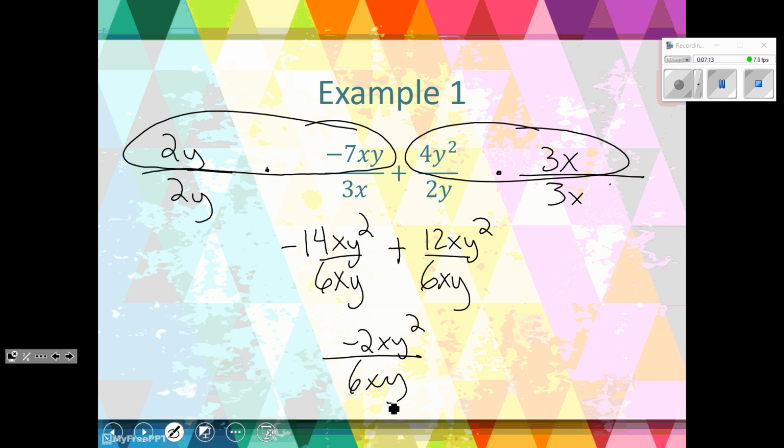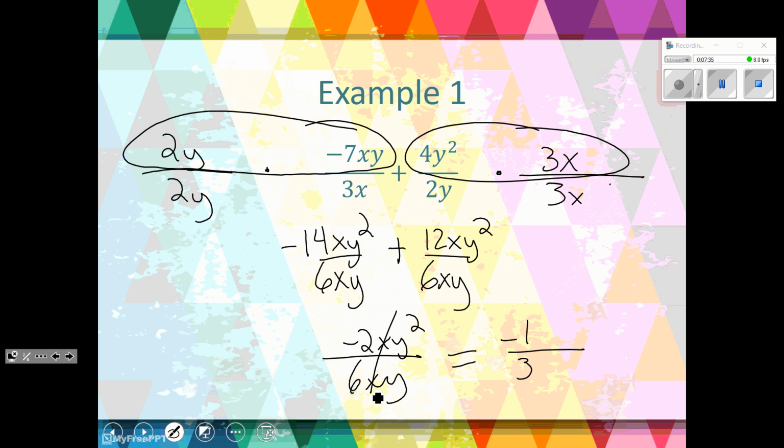So I found common denominators. I added them together. All I've got to do is my last step. What do I do at the very end of every problem? Simplify. So if I simplified this, what would I get? Negative 1/3. How about the x's?